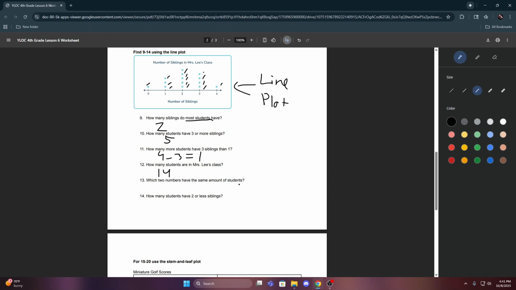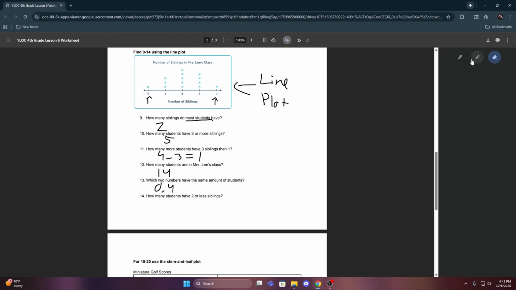Which 2 numbers have the same amount of students? For that, you can look at the distribution of the graph, and we see that the same level is reached at 0 and 4. So that's your answer. And how many students have 2 or less siblings? So you're going to be counting everything at 2 and less than. So all of these x's and these x's. So that's 1, 2, 3, 4, 5, 6, 7, 8, and 9.